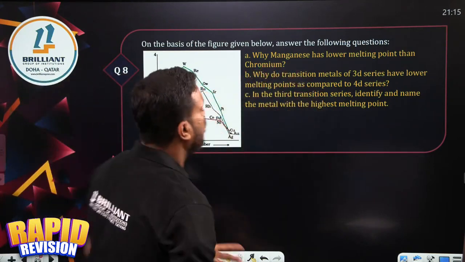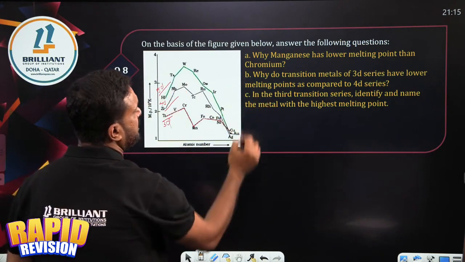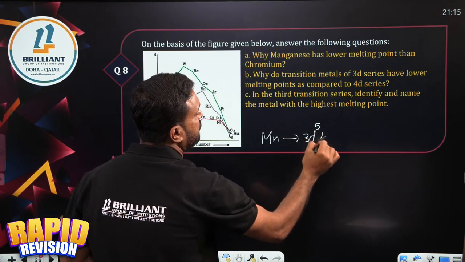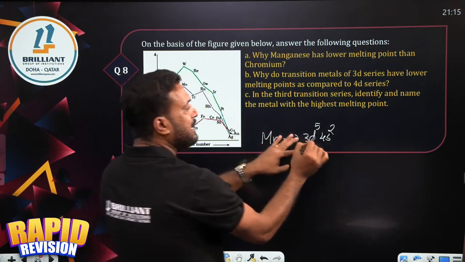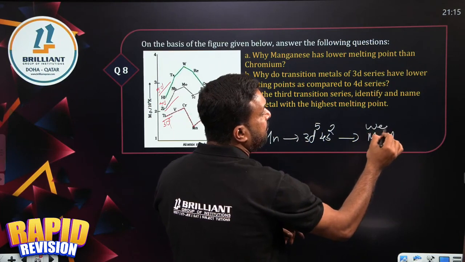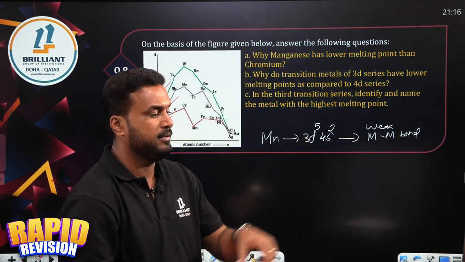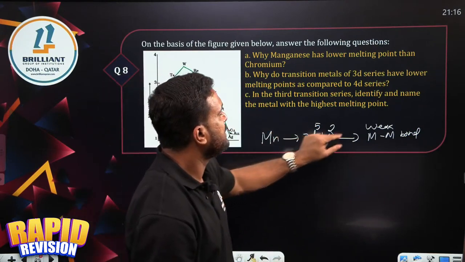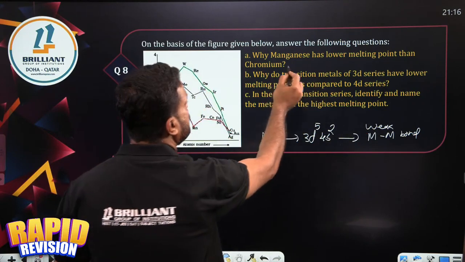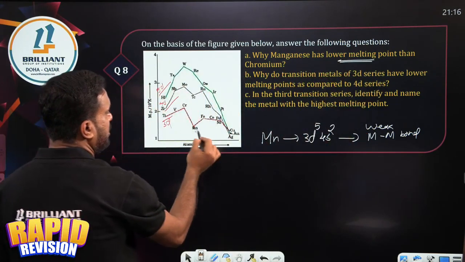Why does manganese have a lower melting point? That is quite easy. Because Mn has half-filled d, 3d5 4s2. Half-filled d is there, meaning it will not make metal-metal bonds. So we can say weak metal-metal bonds will be formed because it's already stable because of half-filled d. So Mn has half-filled d, therefore weak metal-metal bond. Weak metal-metal bond means lower melting point. That is why it is exceptionally low.